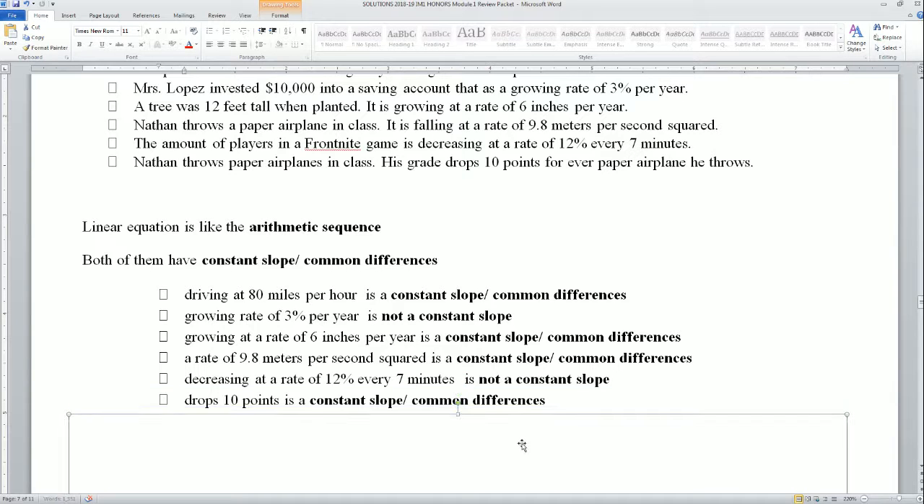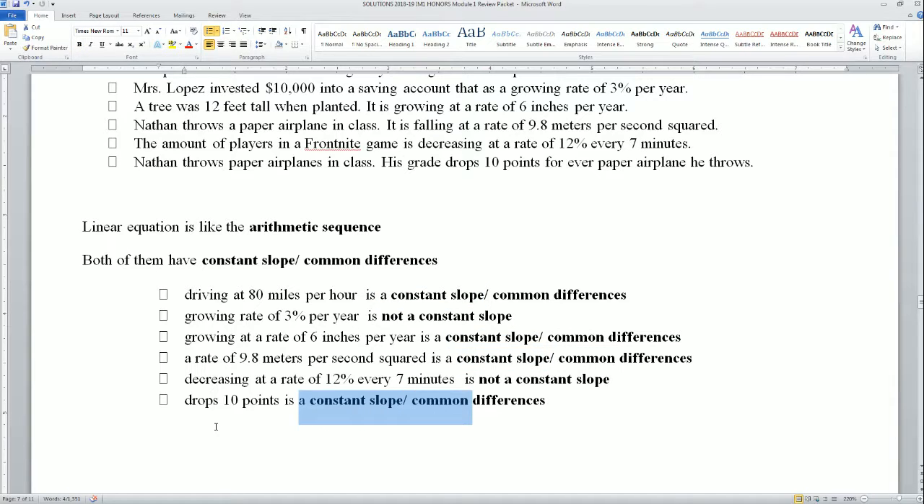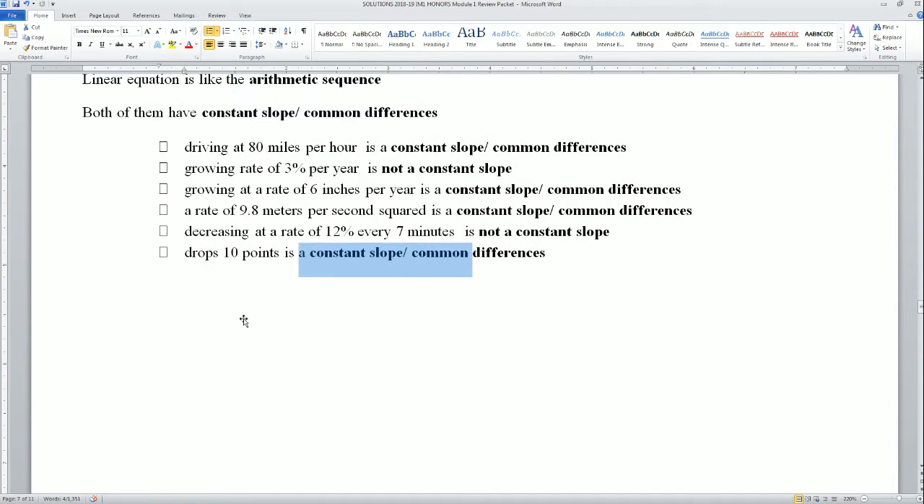Drop 10 points is a constant slope because it is 10 points for every single airplane thrown. So that is also a linear equation because it has a constant slope. Anything here that has a constant slope can be written as a linear equation. So the first one works, the third, fourth, and last one work as linear equations.